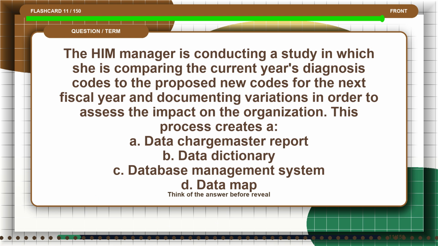Flashcard 11. The AHIMA manager is conducting a study in which she is comparing the current year's diagnosis codes to the proposed new codes for the next fiscal year and documenting variations in order to assess the impact on the organization. This process creates a: A. Chargemaster report, B. Data dictionary, C. Database management system, D. Data map. Think of the answer before the reveal.